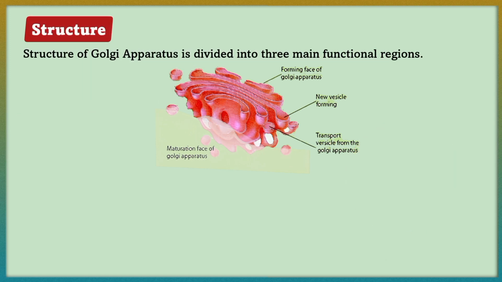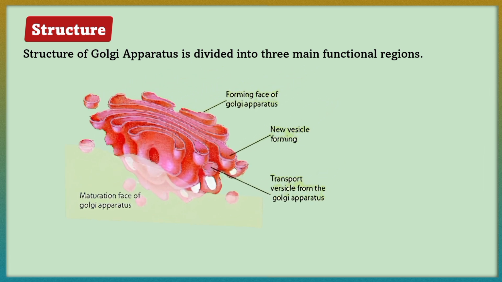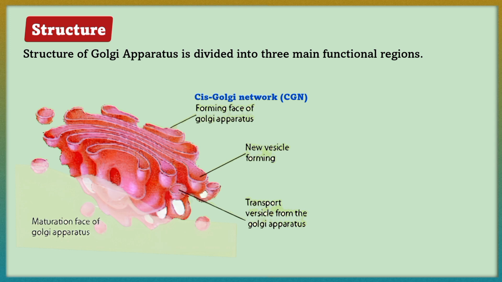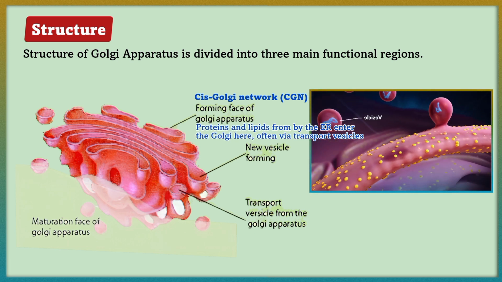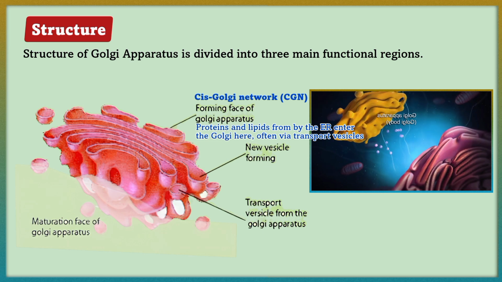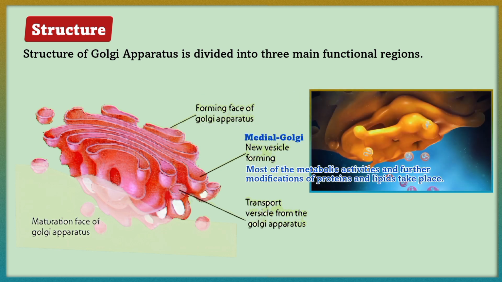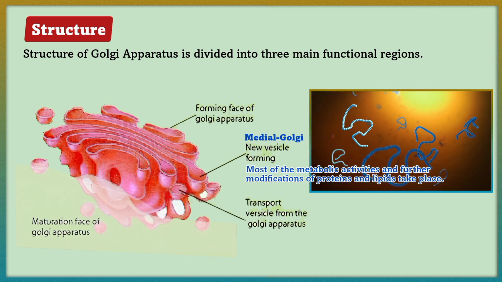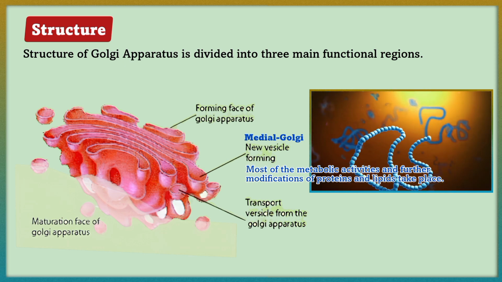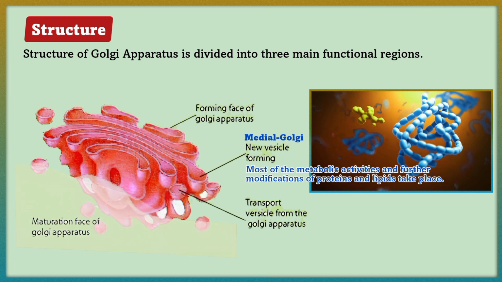Structure of Golgi apparatus is divided into 3 main functional regions. Cis-Golgi network (CGN), cis face, forming face. This is the entry face of the Golgi, usually convex and oriented towards the endoplasmic reticulum. Proteins and lipids from the ER enter the Golgi here, often via transport vesicles. The membranes of the cis face are generally thinner. Medial Golgi. This is the central region of the Golgi stack, where most of the metabolic activities and further modifications of proteins and lipids take place.